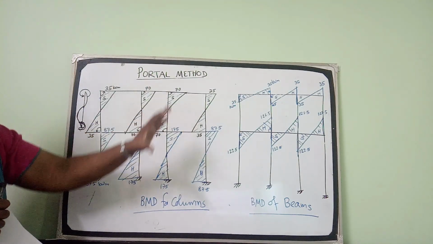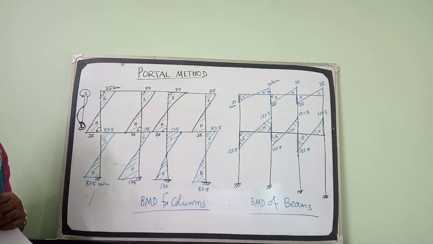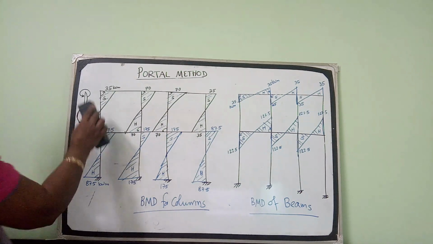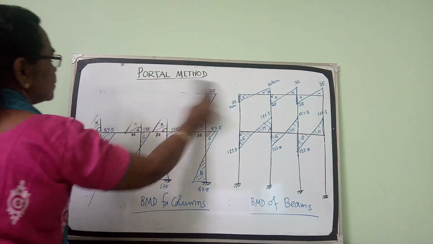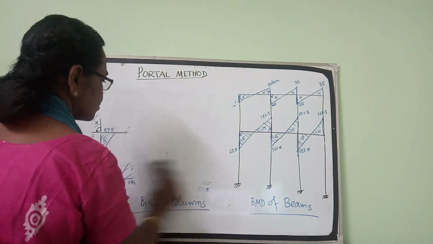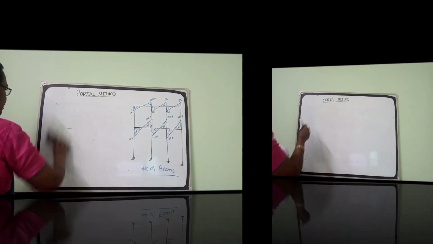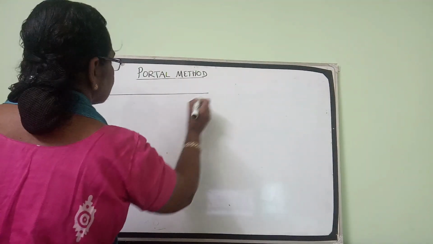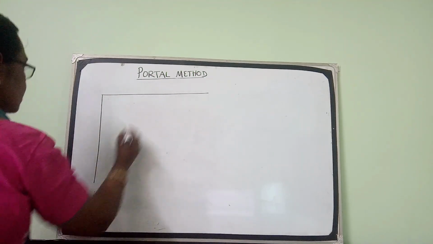So this is how we draw the bending moment diagrams for beams as well as columns based on the obtained result. Let me show you the axial force diagram, how to draw the axial force diagram. So to draw the axial force diagram for the columns.